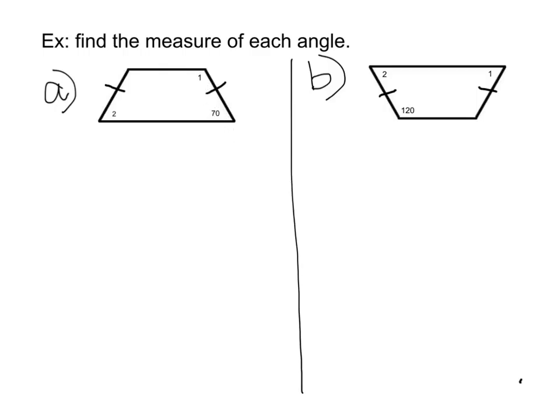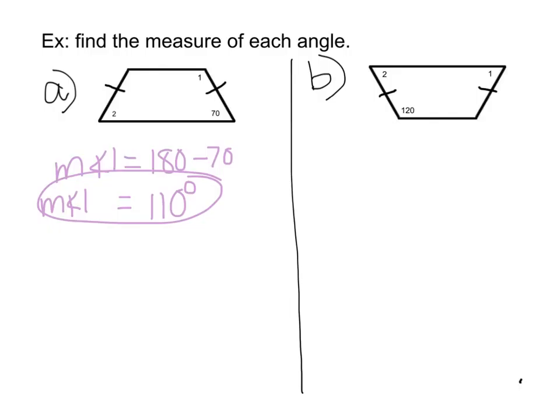So to find 1, all we need to do is take measure of angle 1 is equal to 180 minus the 70 that's already there, and we'll get the measure of angle 1. When I take 180 minus 70, I get 110 degrees. So the measure of angle 1 is equal to 110 degrees. We are also asked to find the measure of angle 2. The measure of angle 2, remember, in an isosceles trapezoid, this is one base. The two base angles are the same measure. So therefore, the measure of angle 2 is equal to 70 degrees, just like the other base angle.